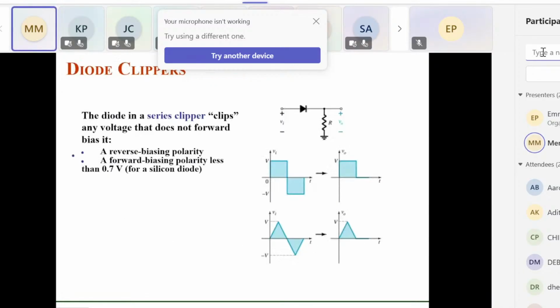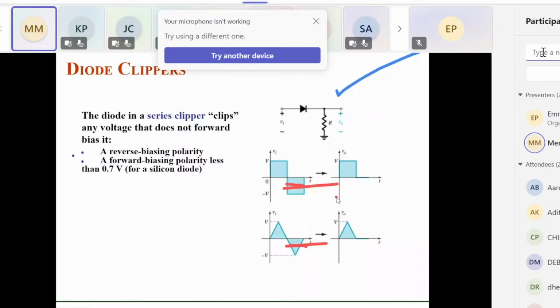Diode clipper. What is clipper? Clipper is the circuit which is going to clip away. Clip means remove. Unwanted portion removal is clipping. So half wave rectifier is a clipper. Right? So this is a circuit of half wave rectifier. In this you can see that the negative portion of the waveform is vanished away, and this will be the output. So this is the clipper.